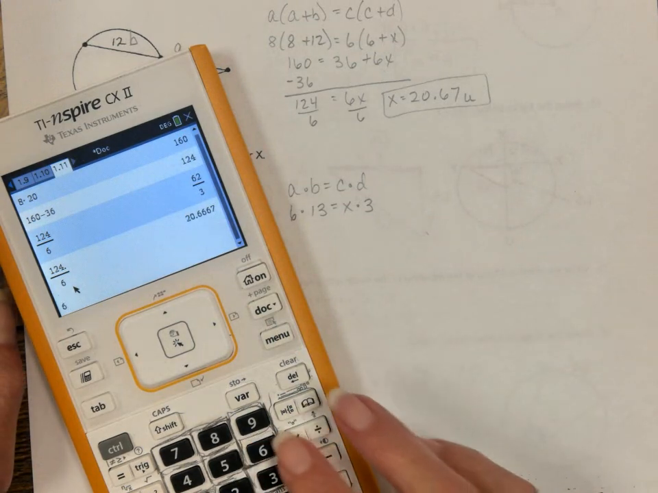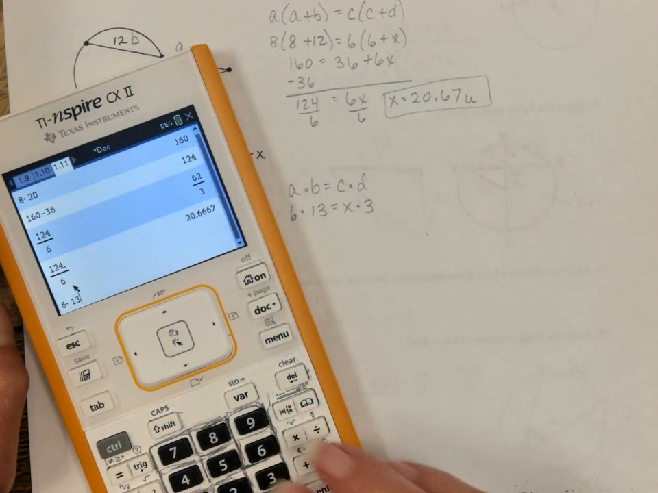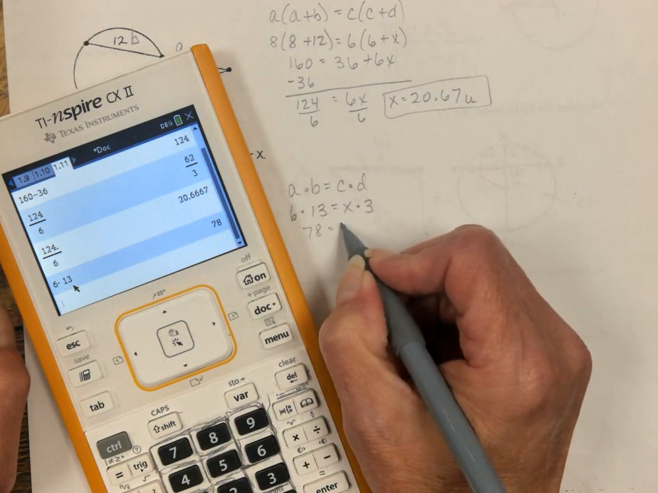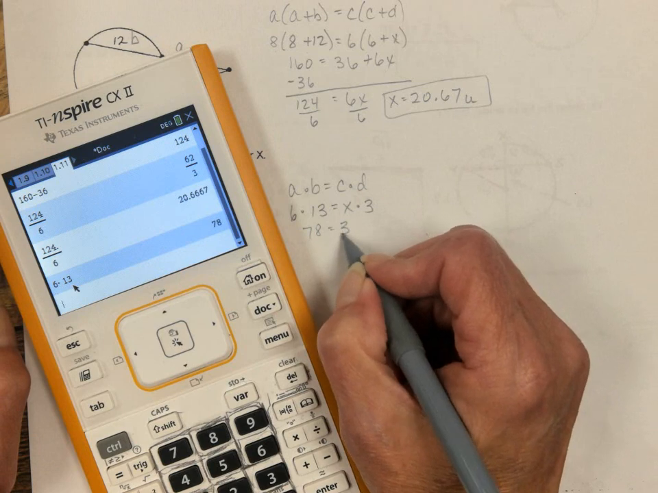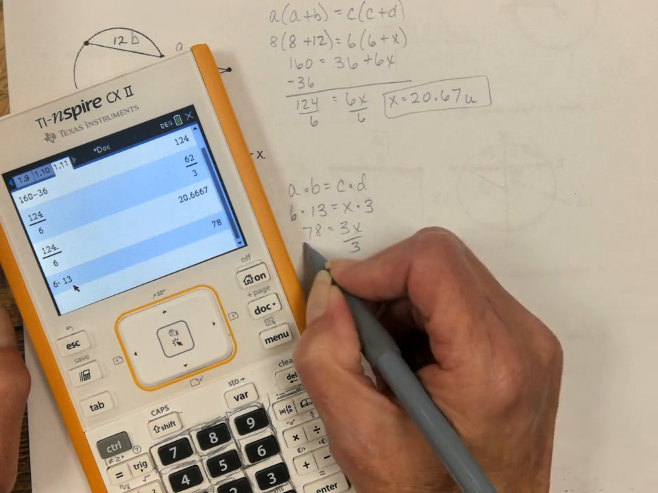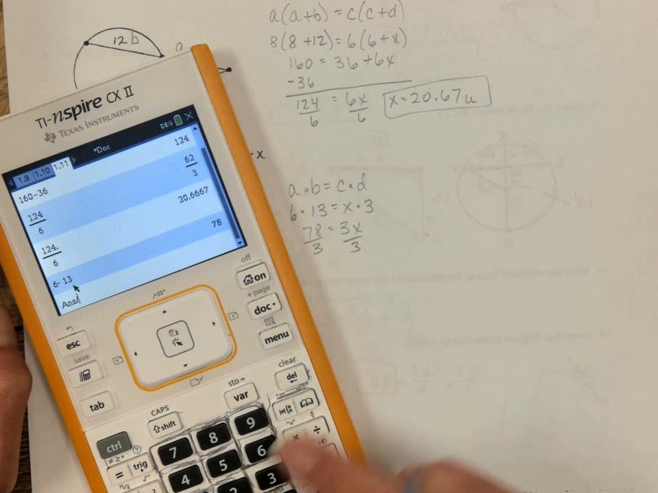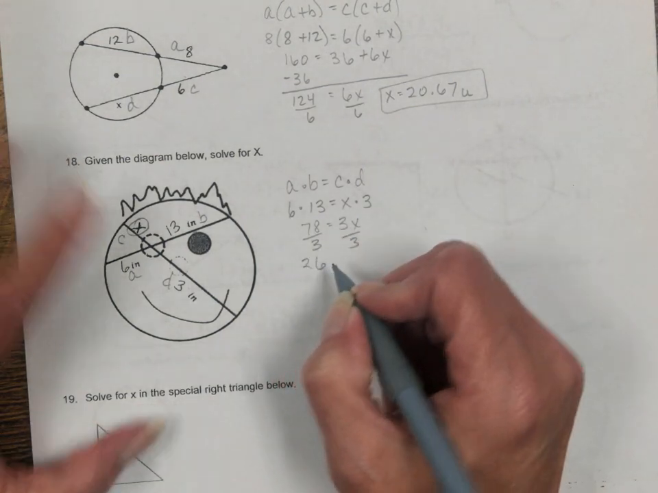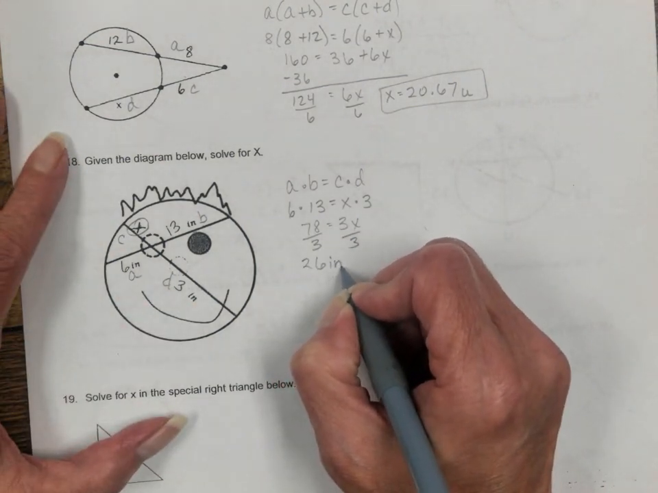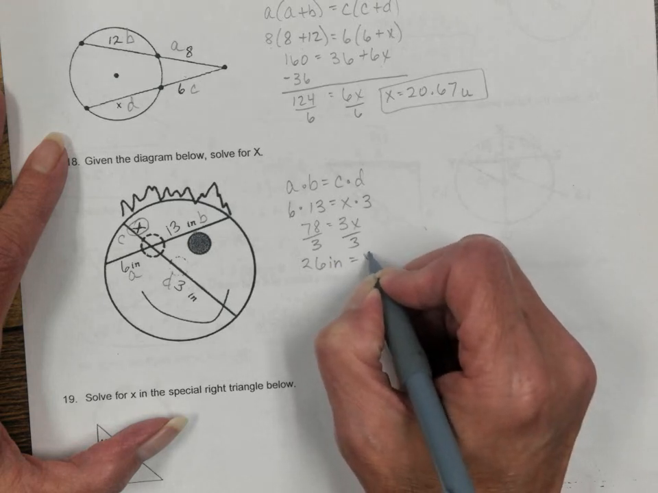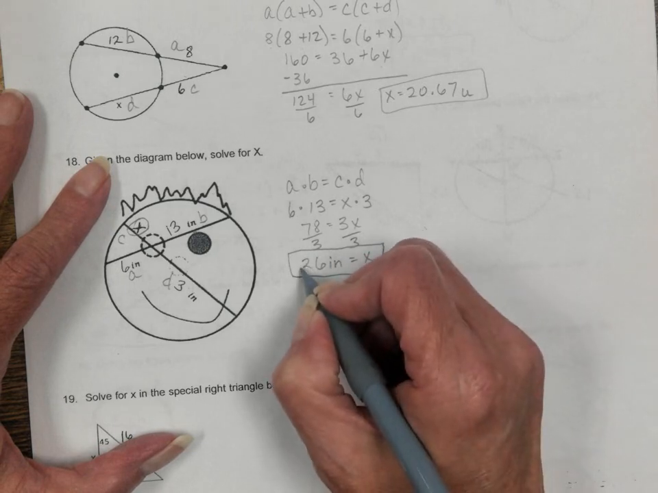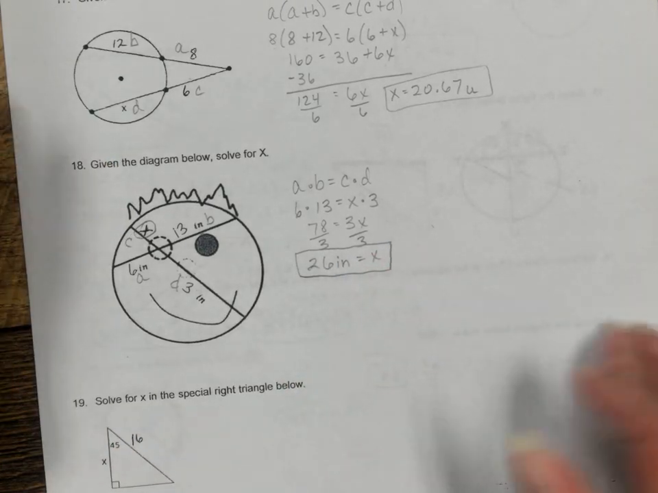Okay, 6 times 13, 78. And X times 3, 3X. So I'm going to divide both sides by 3. Put a decimal this time, and get 26. So 26, we got inches, I remembered my unit of measure, equals X. I have solved for X. I have my unit of measure. I am good to go on. Whee!